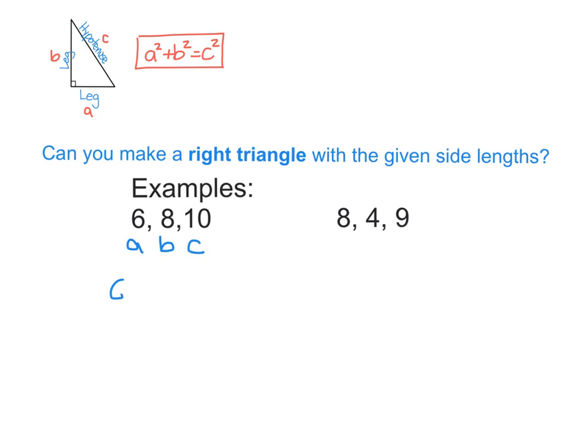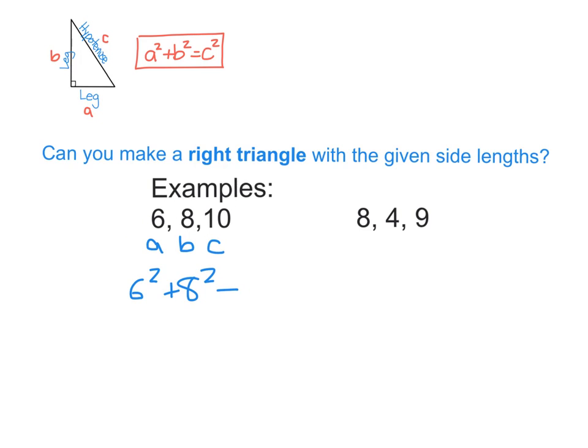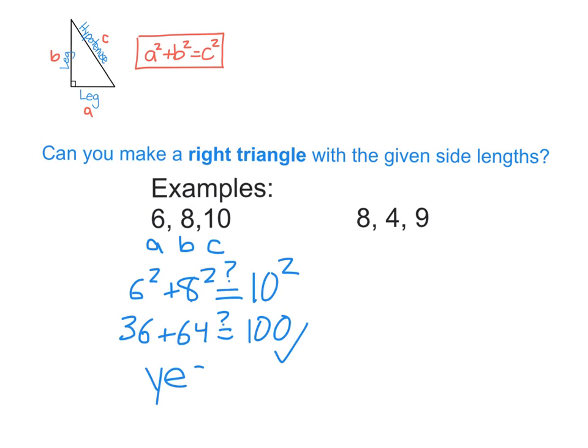So I want to know, is 6 squared plus 8 squared equal to 10 squared? And notice that I put a little question mark above my equal sign because I'm not saying that they're equal yet. So is 36 plus 64 equal to 100? It is. So therefore, yes, it is a right triangle.